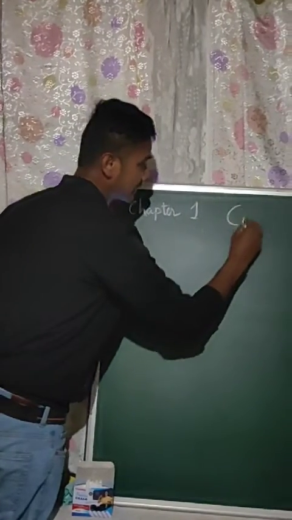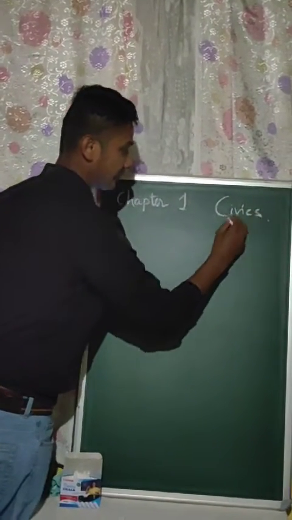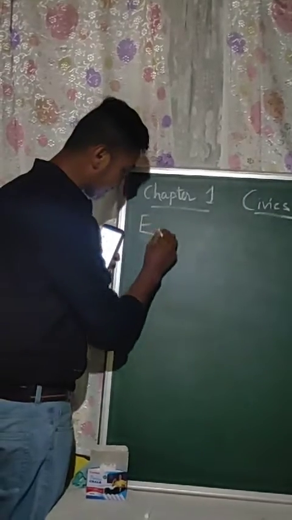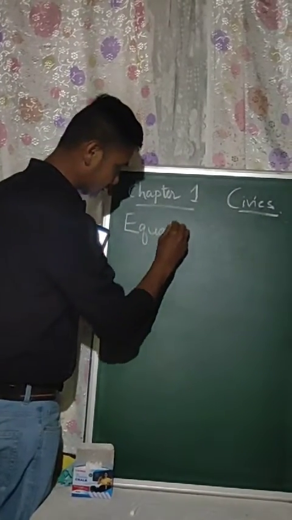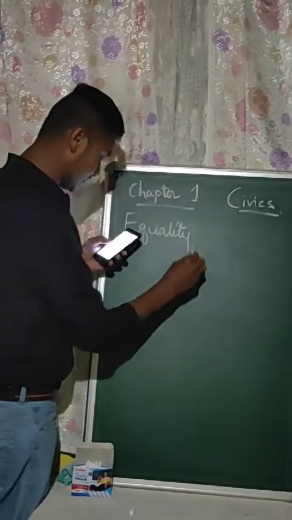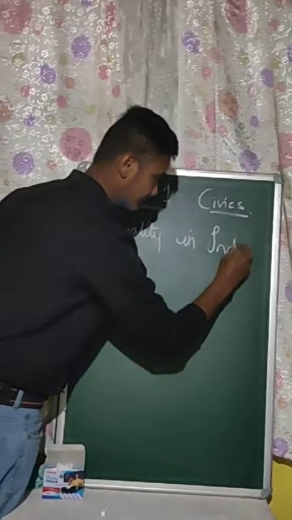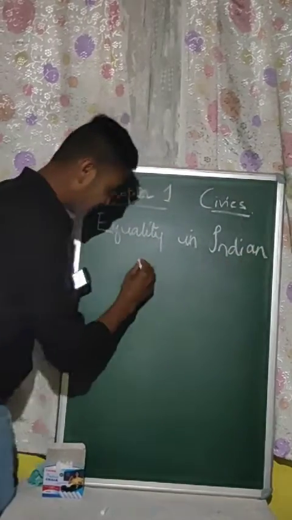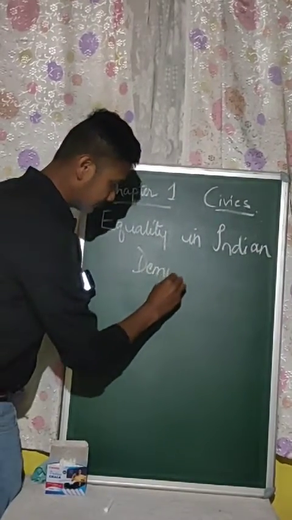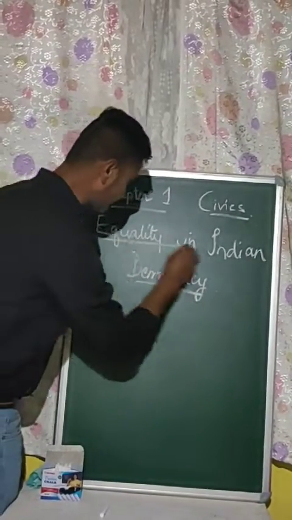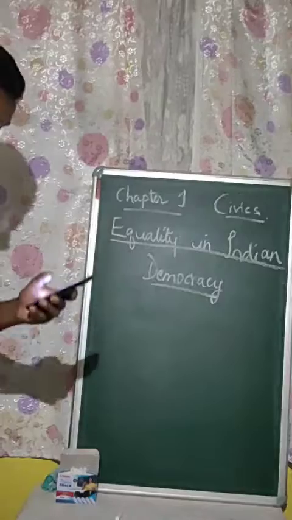This is Civics, Chapter 1, and the name of the chapter is Equality in Indian Democracy. Okay, this is going to be the name of the chapter.